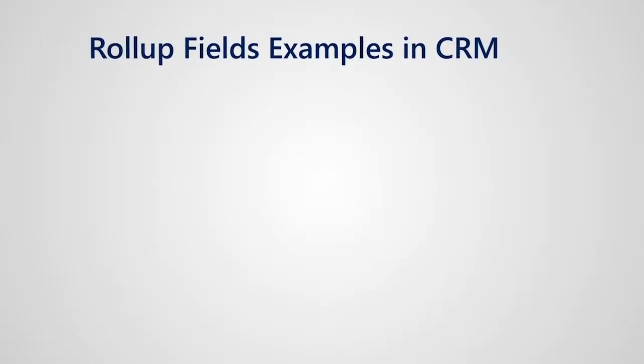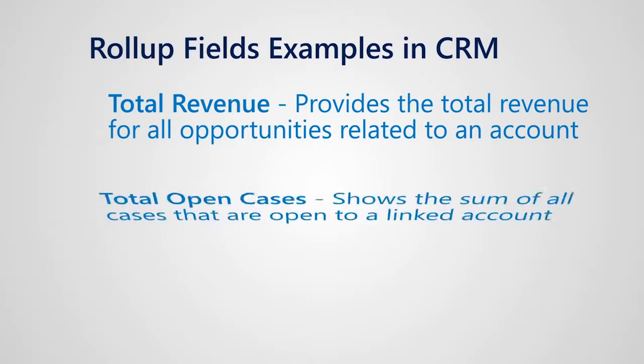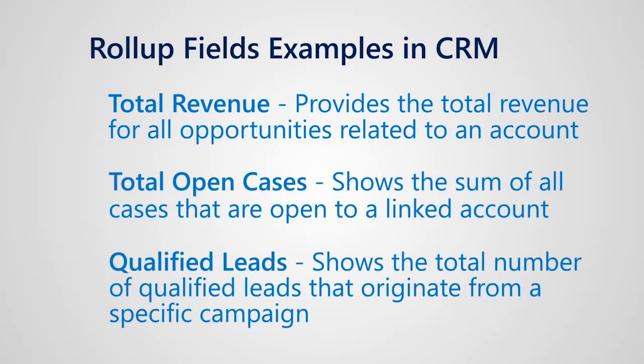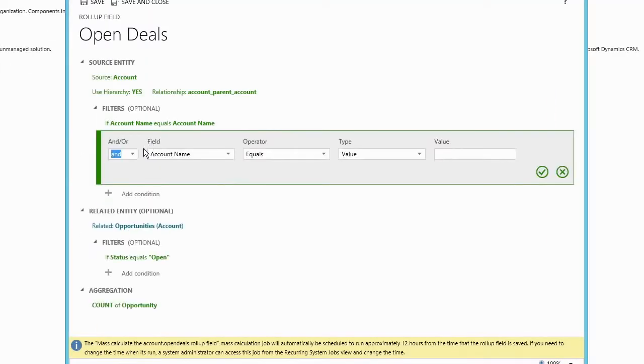Let's look at a few examples where Rollup Fields can be used in CRM. Total open revenue, where you want to provide the total revenue for all the opportunities related to an account. Total open cases, which shows the total number of cases that are open to a linked account. Qualified leads. From a campaign, you want to show the total number of qualified leads that originated from a specific campaign. Rollup Fields provide countless possibilities for non-developer power users to build out key insights using a simple user interface.